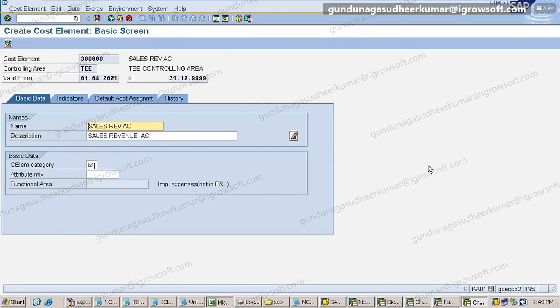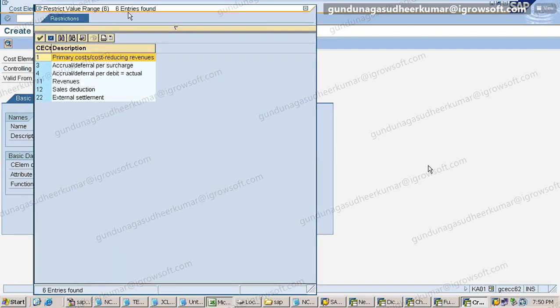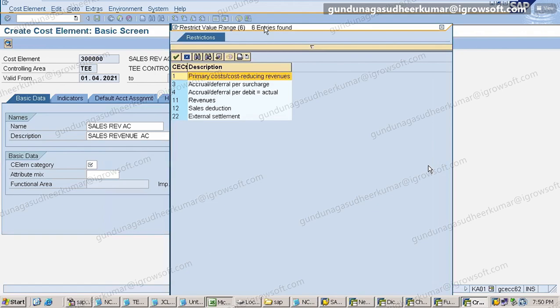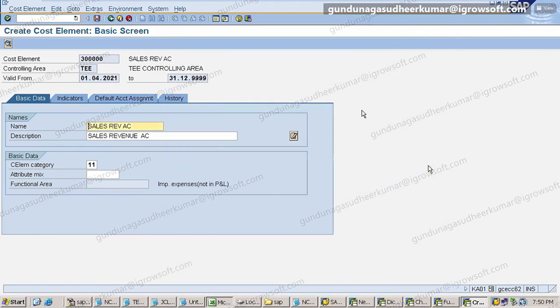So now the cost element category. One is primary cost, but it is not revenue cost. It is 11, revenue. Now you understood? So the expenses are cost category 1, primary cost. Revenues are 11, revenue.